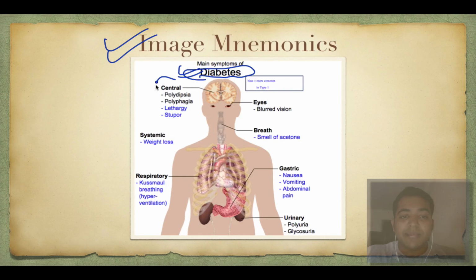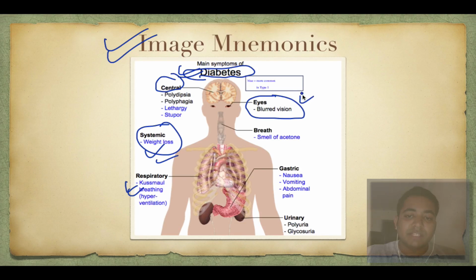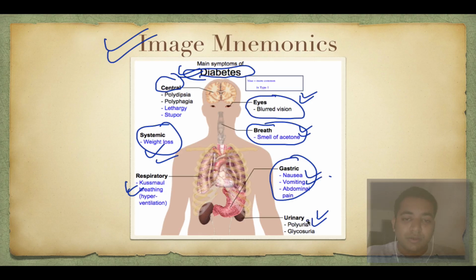So it acts on the central system, where it causes increased thirst and increased food intake. You just want to eat, you just want to drink, you are lethargic. Then you have weight loss. Then respiratory, like increased breathing, so a fruit-like smell comes. Then eyes have blurred vision, and it can also cause retinopathies. Then the breath has a smell of acetone, a fruit-like smell. Then gastric, you can have abdominal pain. Then obviously there is a lot of urine formation, so it's polydipsia, polyphagia, polyuria.